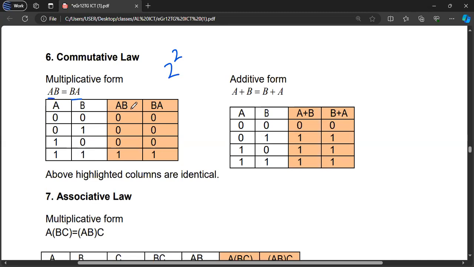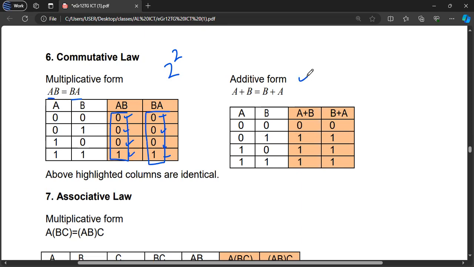So AB means A dot B, use the AND logic: 0 into 0 is 0, 0 into 1 is 0, 1 into 0 is 0, 1 into 1 is 1. B dot A: 0 into 0 is 0, 1 into 0 is 0, 0 into 1 is 0, 1 into 1 is 1. Anyhow, look here, here also you are getting the same result. I and you, and you and I, also same. So that is the commutative or multiplicative form. Very clear, I think.